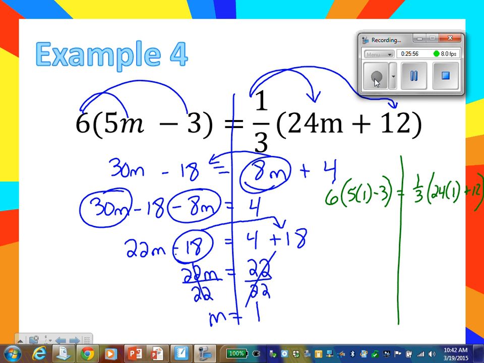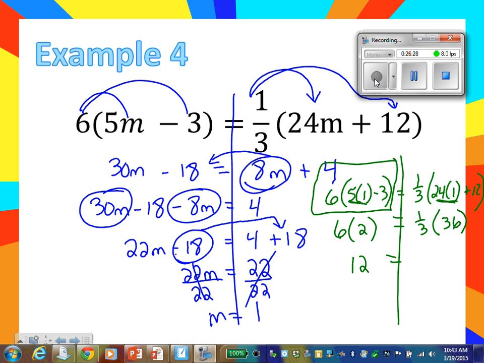Now, there's no mystery anymore. So we're back to PEMDAS. Okay? What do I do first in PEMDAS? I'm going to do parentheses. So 5 times 1 is 5. And 5 minus 3 is 2. And then I'm going to times and get 12. Any questions on PEMDAS? Over here, what do I do first? I'm going to do inside the parentheses. So I'm going to do 24 times 1, which is 24. And then 24 plus 12 is 36 when you add them. And 1/3 of 36 is 12. Yes, sir.